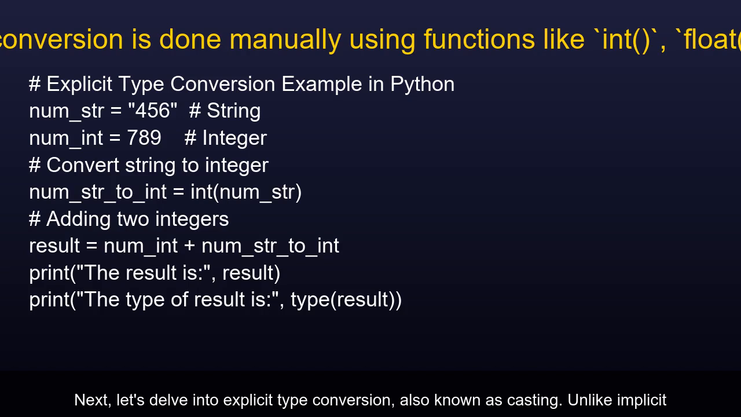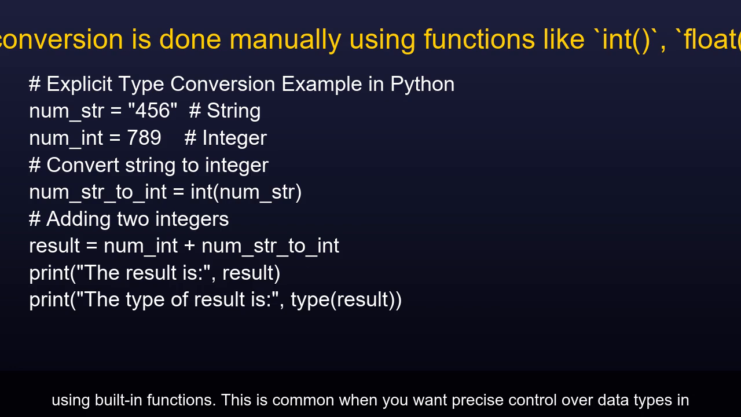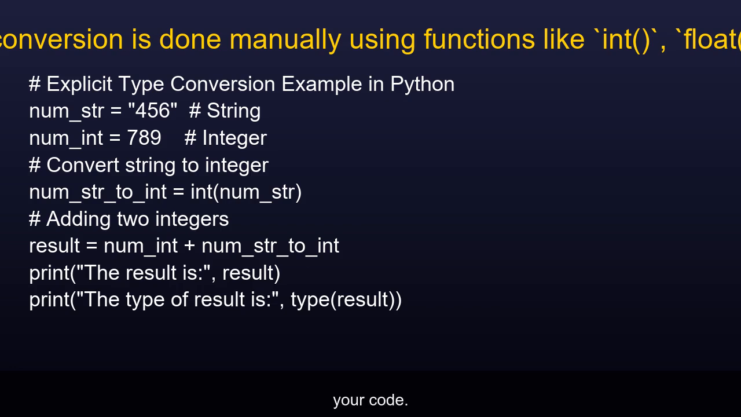Next, let's delve into explicit type conversion, also known as casting. Unlike implicit conversion, explicit conversion requires the programmer to manually convert data types using built-in functions. This is common when you want precise control over data types in your code.